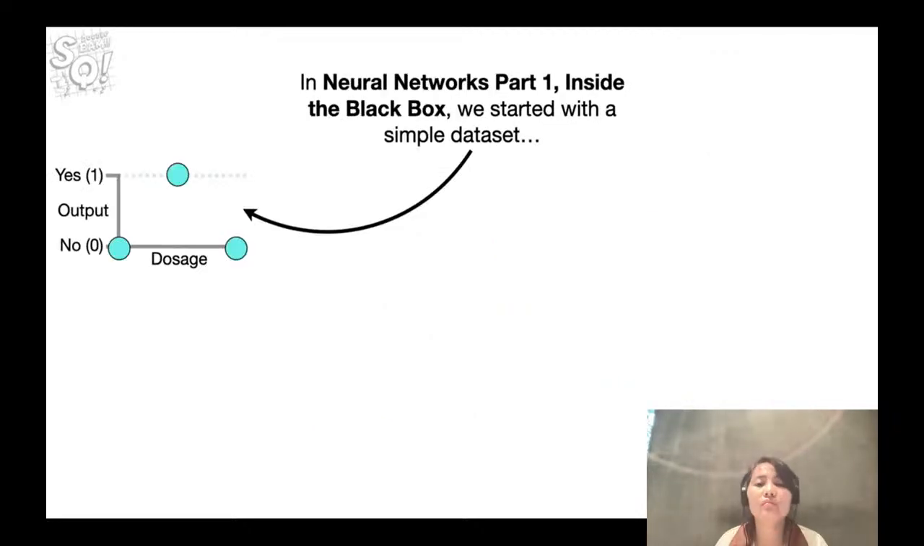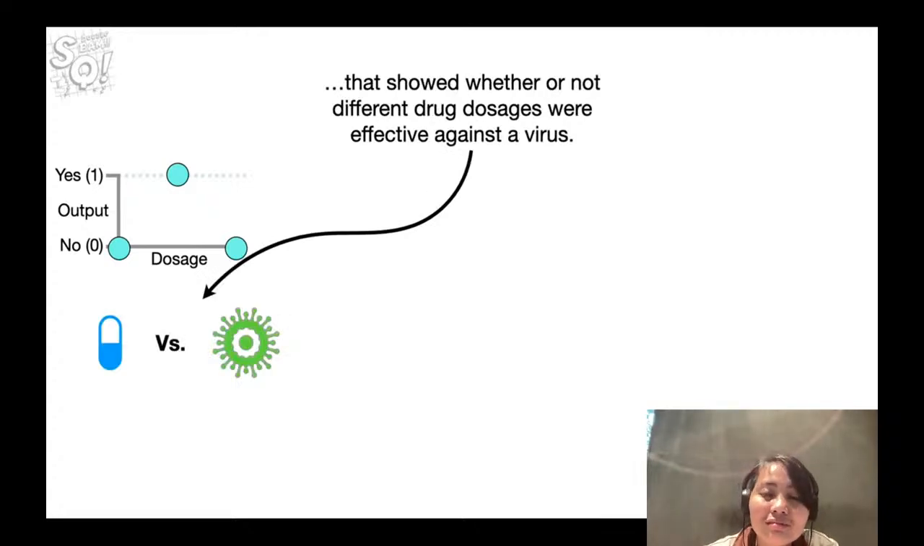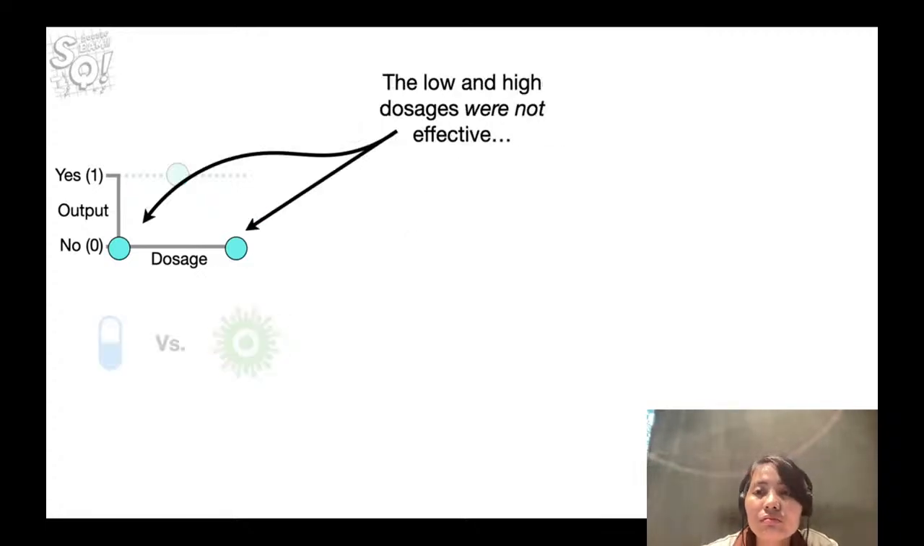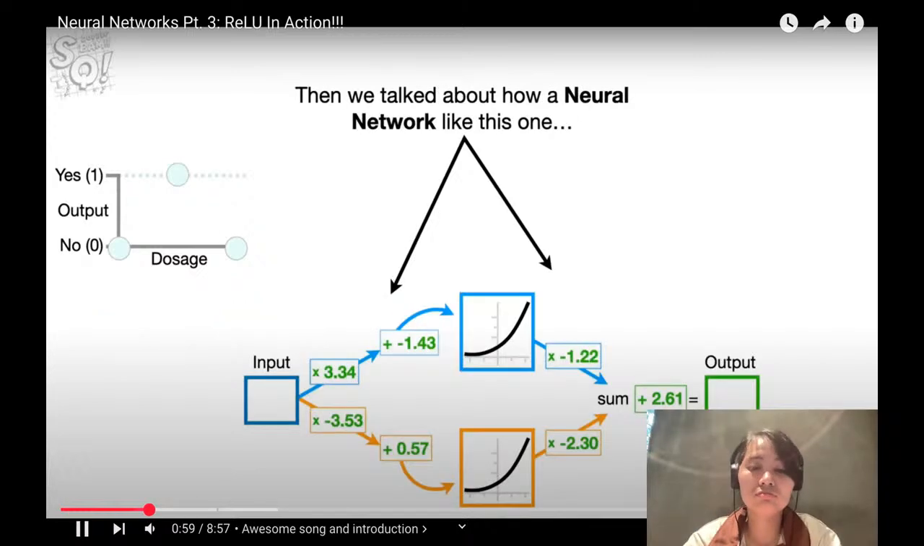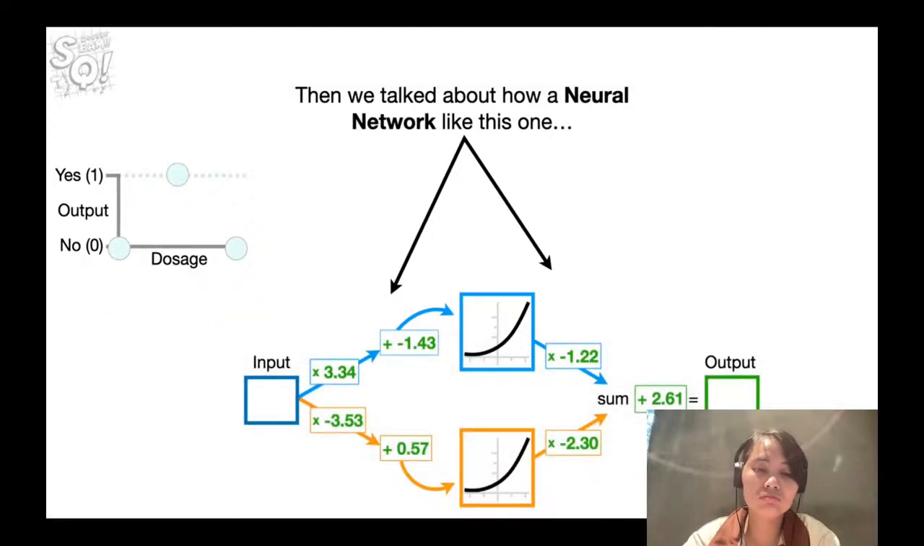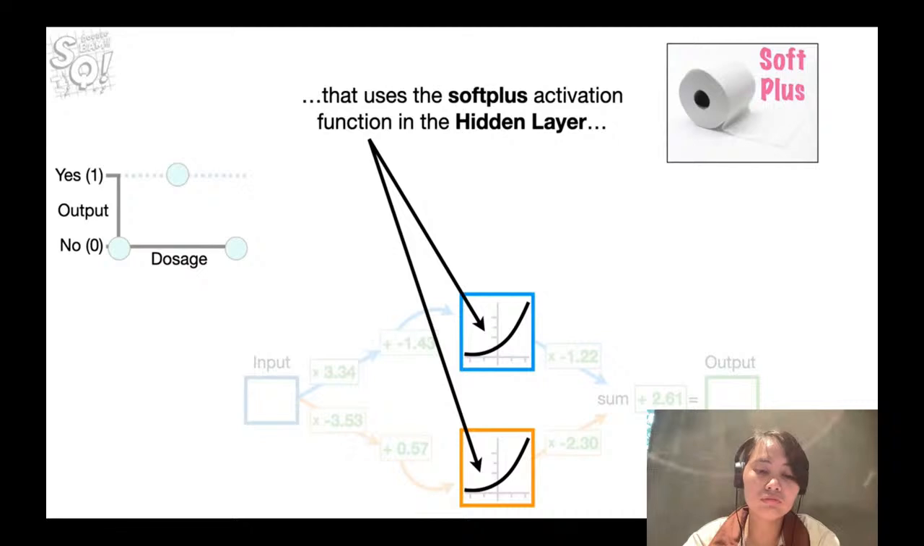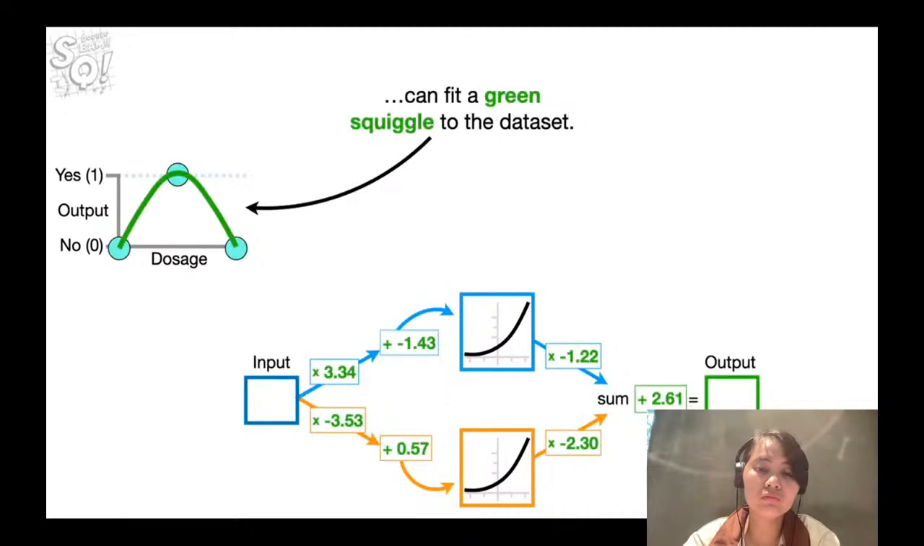In Neural Networks Part 1, inside the black box, we started with a simple dataset that showed whether or not different drug dosages were effective against a virus. The low and high dosages were not effective, but the medium dosage was effective. Then we talked about how a neural network like this one, that uses the soft plus activation function in the hidden layer, can fit a green squiggle to the dataset.